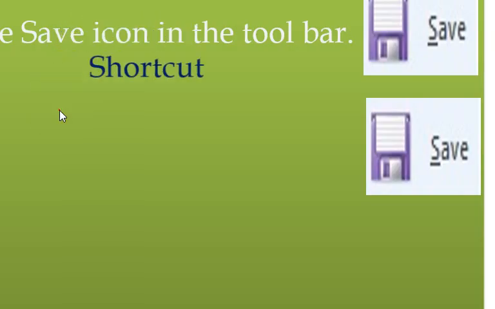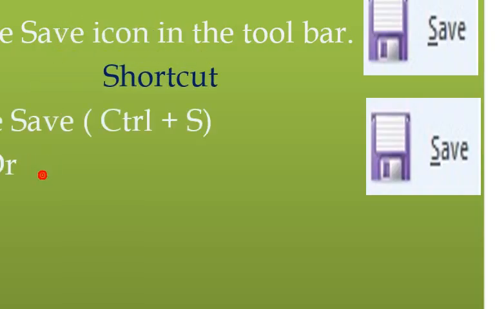Whenever we type something, the information should be saved on the computer using an option called save. So this is an icon called save, or you may use the shortcut Control S, or else you may use Alt F plus S. So now for this I will show a demo.